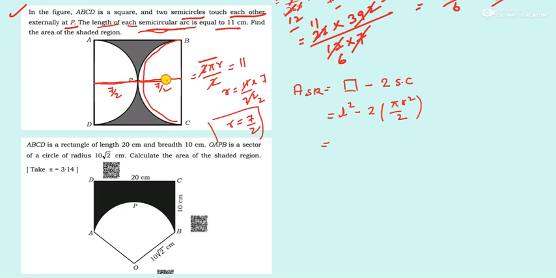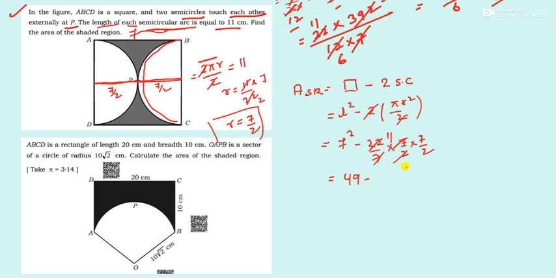So 7 by 7 by 2 is what? 7, correct. So this we got 7 square minus 2 will get cancelled. Pi is 22 by 7 into radius, which is again 7 by 2 into 7 by 2. Okay, so after solving this, we'll get this as 49 minus 77 by 2.